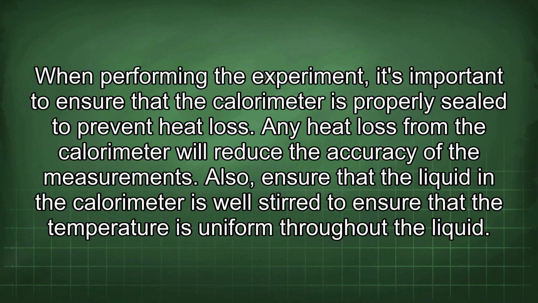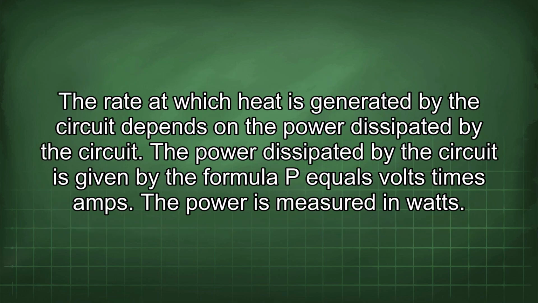When performing the experiment, it's important to ensure that the calorimeter is properly sealed to prevent heat loss. Any heat loss from the calorimeter will reduce the accuracy of the measurements. Also, ensure that the liquid in the calorimeter is well stirred to ensure that the temperature is uniform throughout the liquid. The rate at which heat is generated by the circuit depends on the power dissipated by the circuit. The power dissipated by the circuit is given by the formula P equals volts times amps. The power is measured in watts.